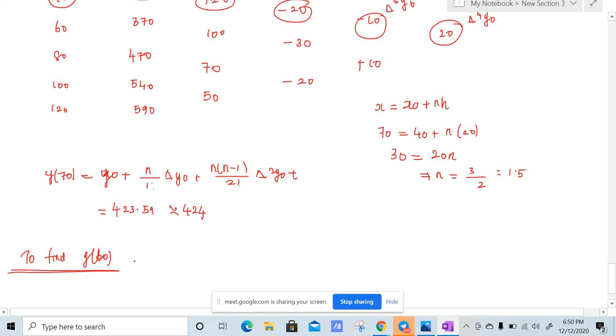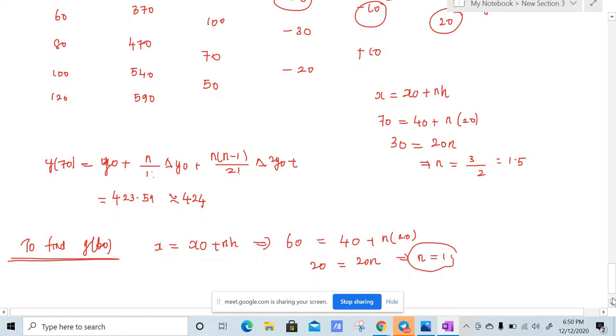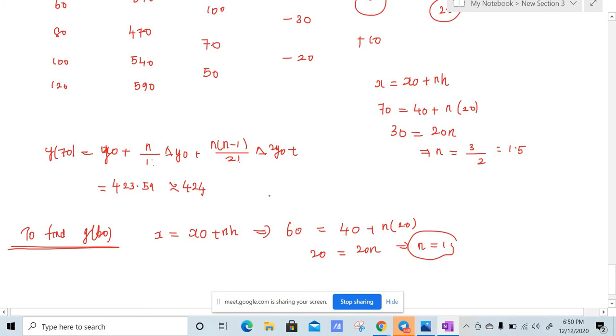Now you need to find y of 60, that is the number of students whose weight is less than 60. Again, the difference table is the same, but our n will be different. To find n here, x is equal to x naught plus nh. Here x is 70, here x is 60. So 60 is x naught, 40, plus n into 20. This implies 20 is equal to 20n, so n is equal to 1, right? So here n is 1.5, here n is 1. Again you just substitute all this in the formula with n equal to 1, and del y naught, del square y naught are all the same as in this difference table. So you will get this answer as y of 60.